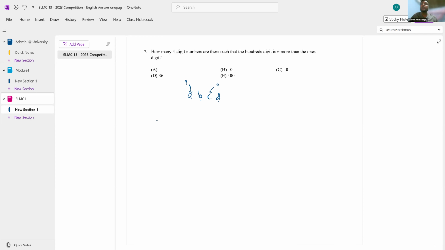And these are dependent. For example, if it has 0, you should have 6 here. 1, 7, 2, 8, 3, 9, and then stop. These are the only possibilities, which means you have 1, 2, 3, 4 possibilities for that, and then 9 possibilities for A, and then 10 possibilities. So you have 360 total possibilities. I believe it was something over here.